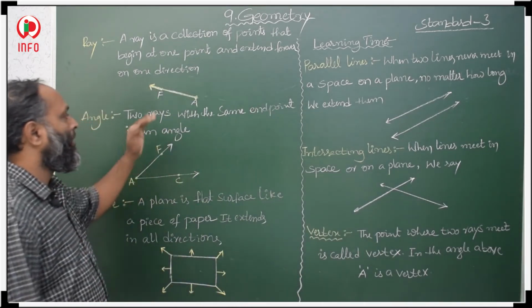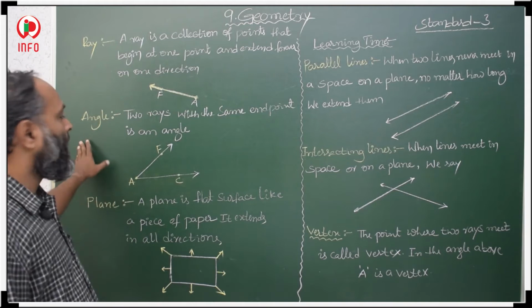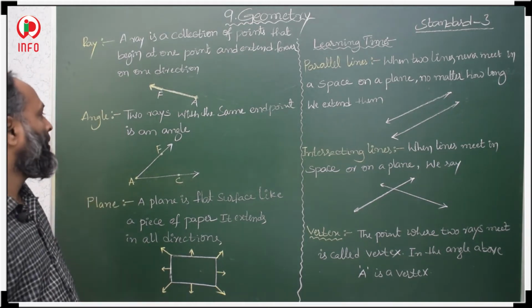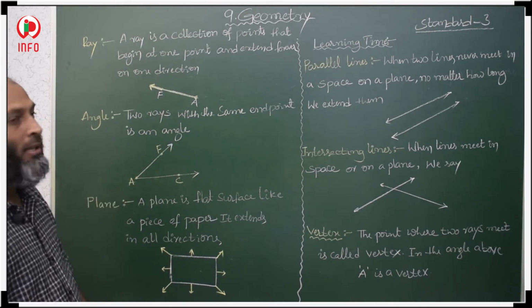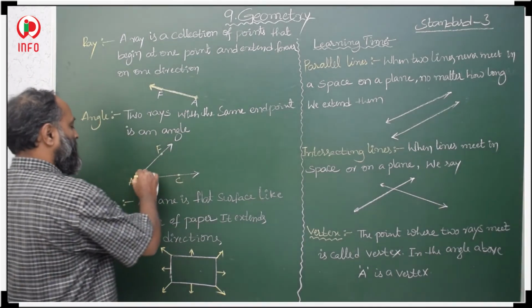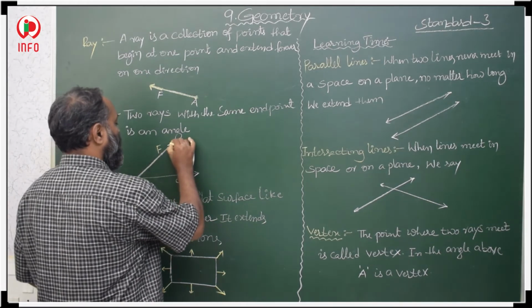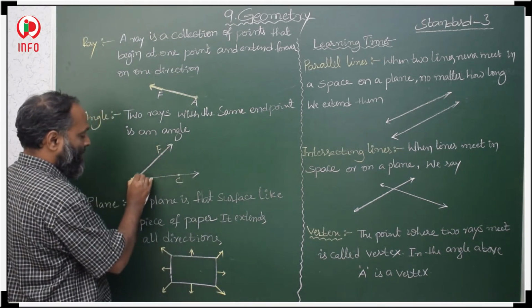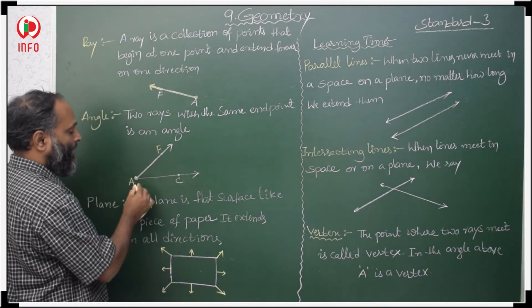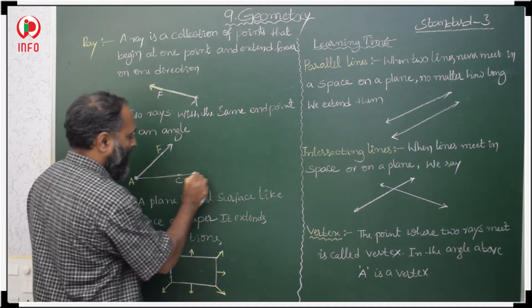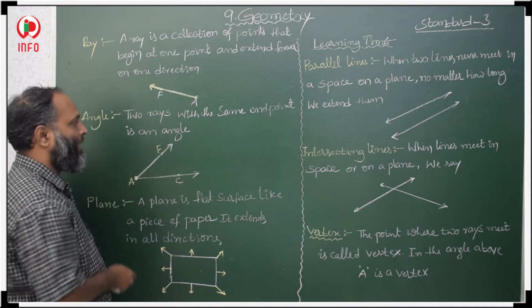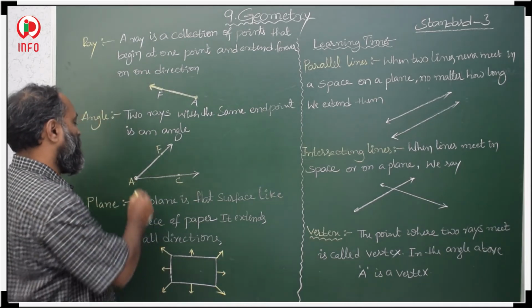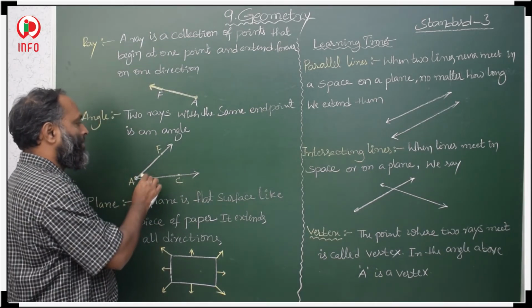So this is about a ray. Then after that, angle. What is an angle? Two rays with the same endpoint form an angle. Here this is the first ray AF, with its first endpoint, and the AC ray. In the AC ray also this is the first point. So the AF ray and the AC ray have the same endpoint. Then we form an angle.